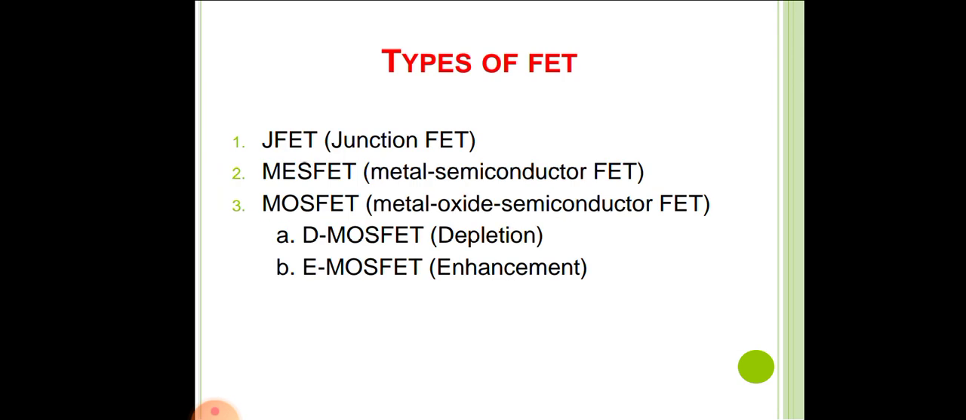Then these are the types of FET: junction field effect transistor, then metal semiconductor field effect transistor, then metal oxide semiconductor field effect transistor, and MOSFET is further divided into D type MOSFET, that is depletion MOSFET, and the second one is E MOSFET, that is enhancement MOSFET. So these are the types of FET. And the types of BJT, all of you know, NPN transistor and PNP transistor. So BJT has only two types and FET has three types. Then the third type is again further divided into two types, that is D and E MOSFET.